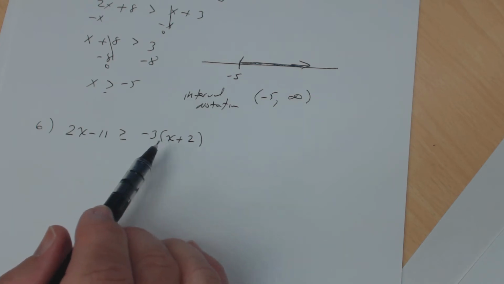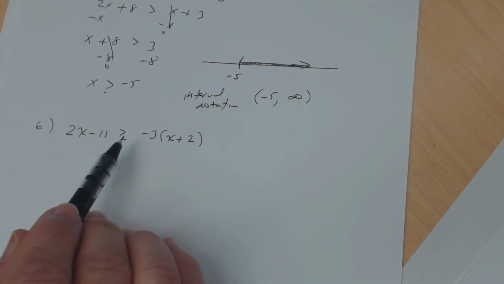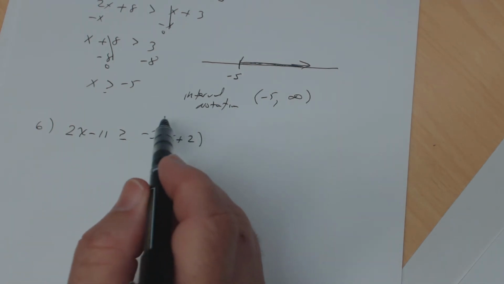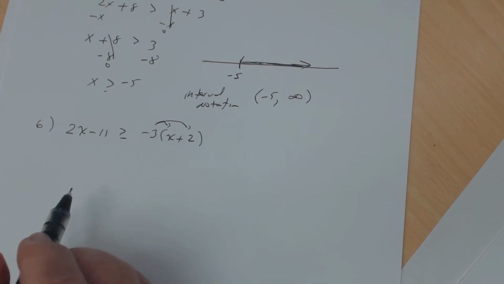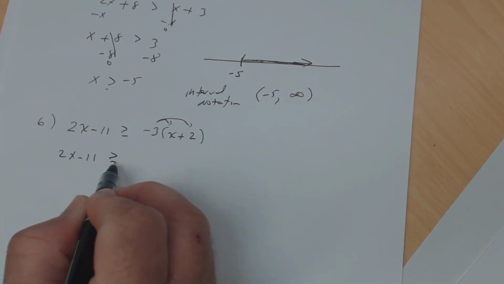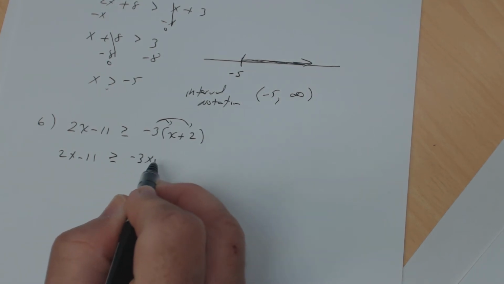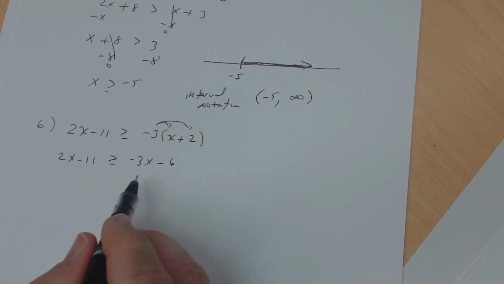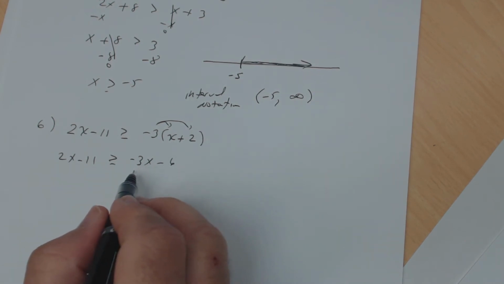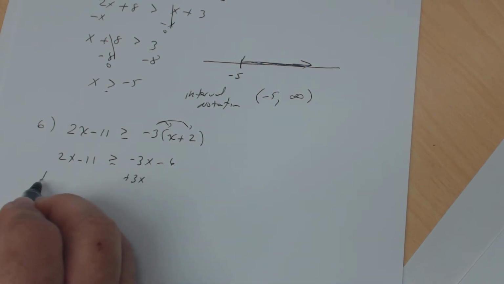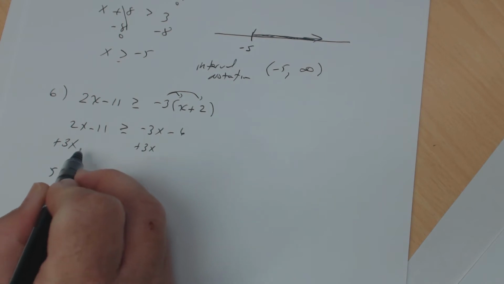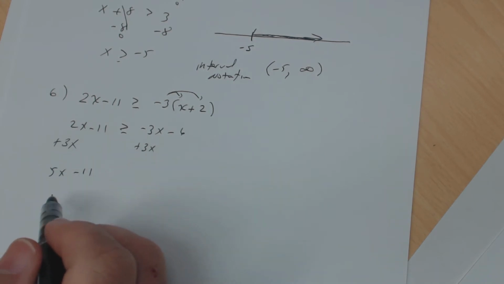Okay, so again, if this was a linear equation, you would get rid of the parentheses using the distributive property, just like in the previous example. So I get 2x minus 11 is greater than or equal to -3x minus 6. All right, let's bring the variables to the left. Right now this is a -3x, so I'm going to add 3x to both sides. What you do to one side, you do to the other. 2x plus 3x is 5x minus 11. So all I did was combine like terms.